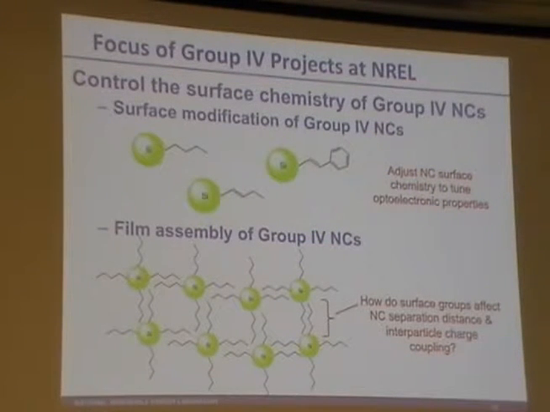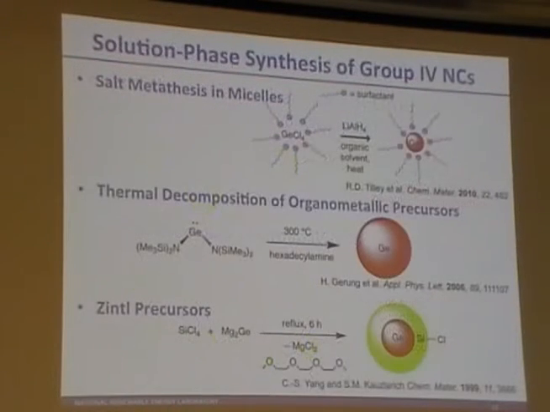In terms of the quantum dot research, looking at how surface modification of these things will change their fundamental properties. Going to an olefinic group on the outside, you could potentially couple the wave function of the p orbitals here into the quantum dot, and if you have a conjugated ligand at the surface, that could potentially change your optical properties. And then when we assemble these into film, how do the surface groups affect the nanocrystal separation distance, interparticle charge coupling, and we've gotten some great tutorials earlier this morning on those things. So now I want to jump right into how one makes group 4 nanocrystals.